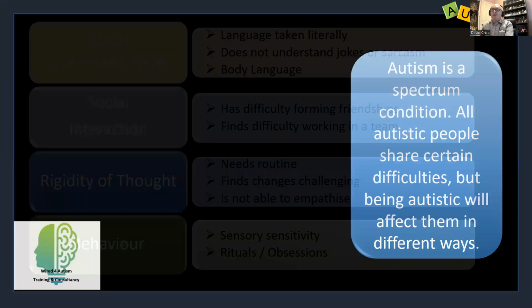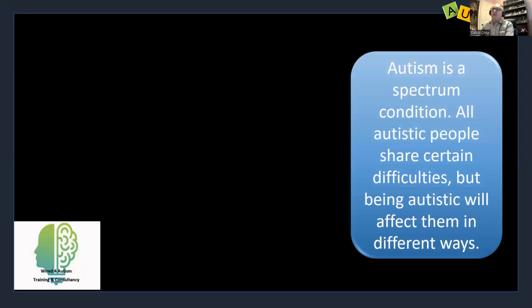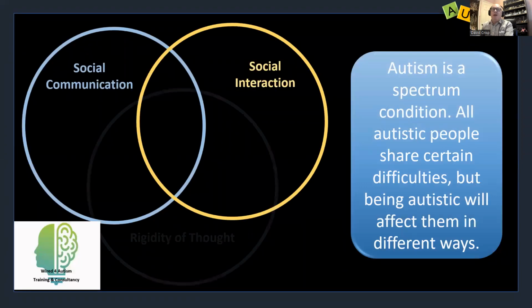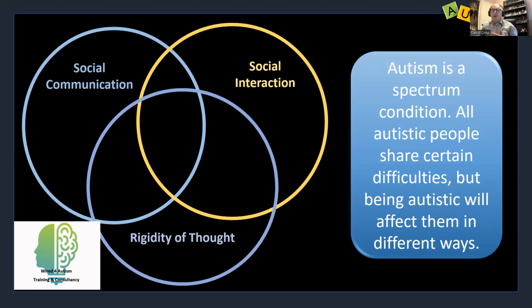So what is autism? Well, in a nutshell, autism is a spectrum condition, and all autistic people share certain difficulties, but being autistic will affect them in different ways. All of them will have, as I just already mentioned, differences. I don't like the word deficits, although when it comes to diagnosing, often psychologists will use the term deficits in these key areas of social communication, social interaction, and rigidity of thought. But for many of us, it's more a difference. It's a different way of thinking.